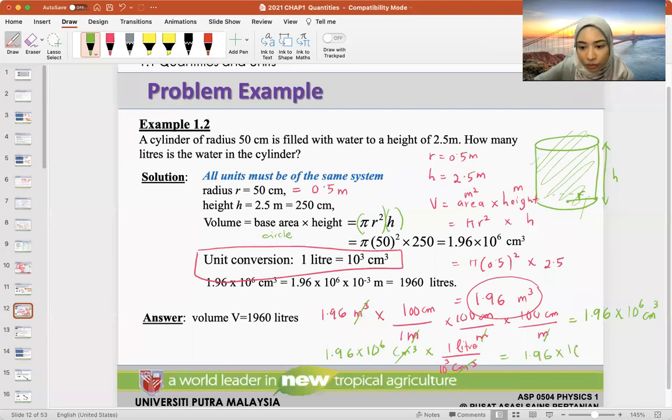So 1.96 times 10 to the 6 divided by 10 to the 3. So division is minus. So you get 1.96 times 10 to the 3 liter. Kan, liter. Sama tak jawapan? Sama 1960 liter. Okay, quite lengthy, but if you get used to it, akan lagi jadi laju lah. I'm just slowing it down for you. Sekejap ya.